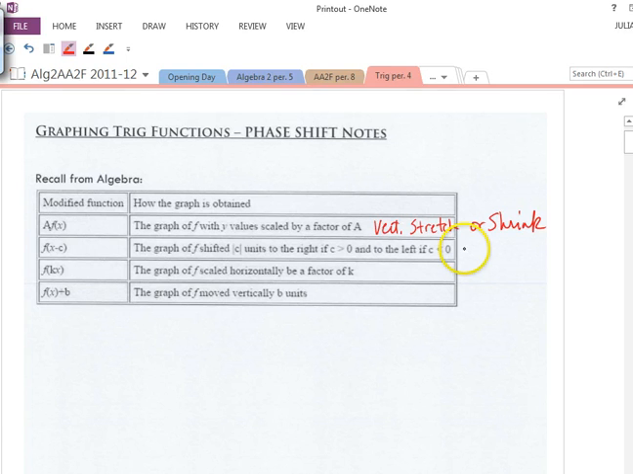Okay, you also move stuff to the right and to the left. Okay, that was a horizontal shift, which is actually what we're going to cover today. You also did a horizontal stretch or shrink, and we did that yesterday when we putzed around with the period. And finally, you move vertically. We're going to do that next week. That's a vertical shift.